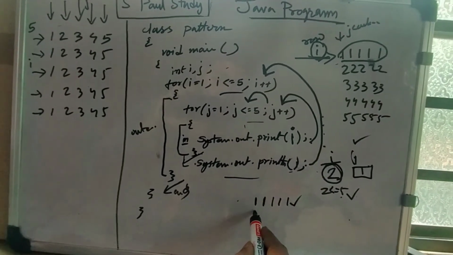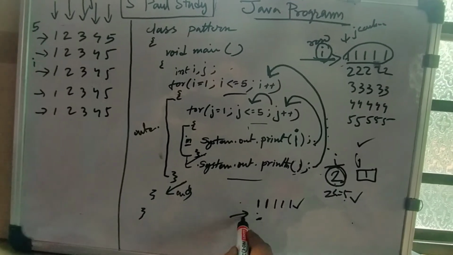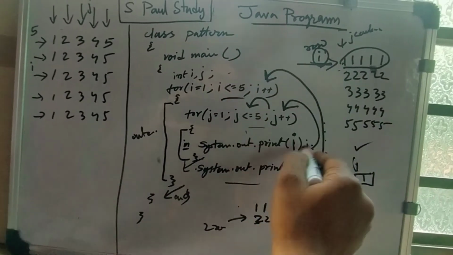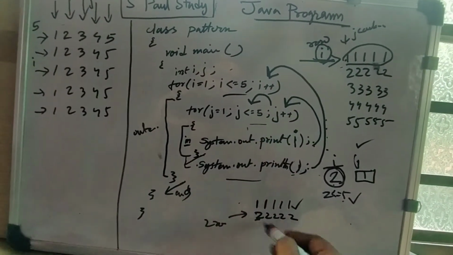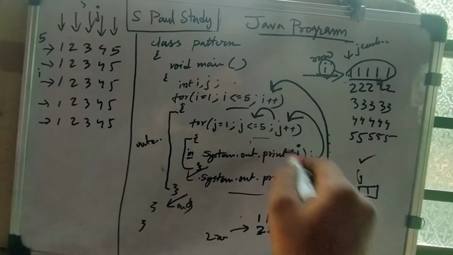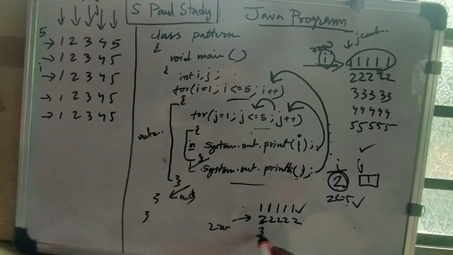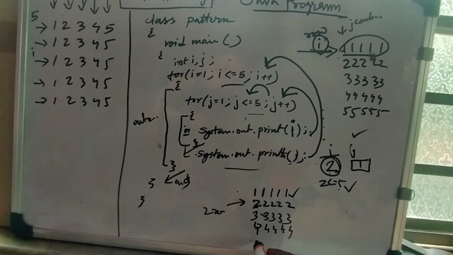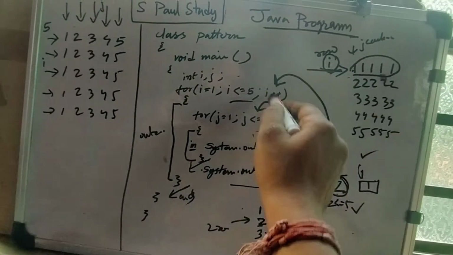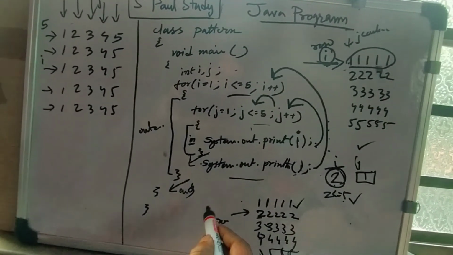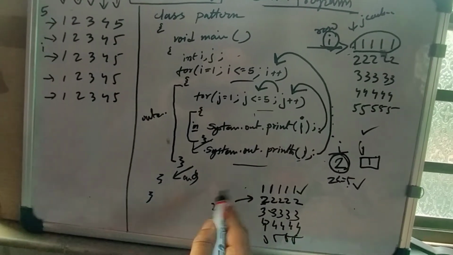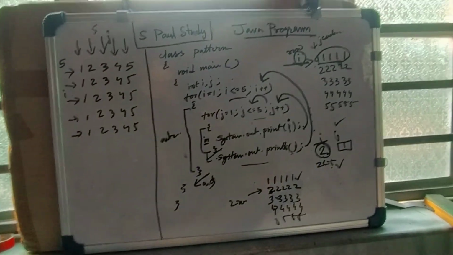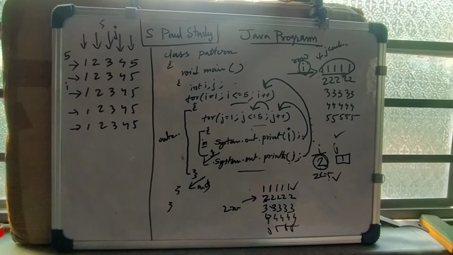So for every second row, 2 will get printed, because this runs up to 5 times. So 2 is printed 5 times, and the loop ends like this. I is increased to 3, and so on, until this pattern is complete, then 5 5 5, and when I is 6, this outer loop fails and ends, and we have the full program. I hope you all understand this very well.